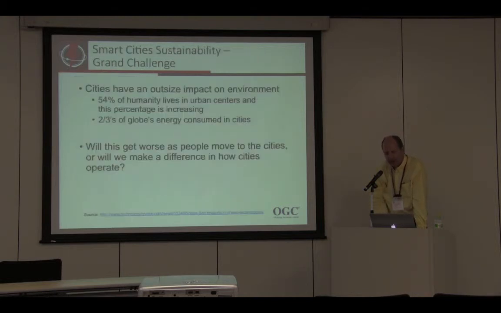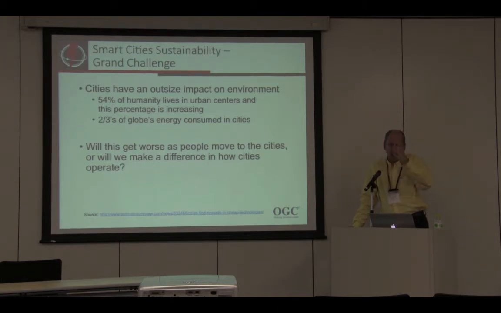So let me wrap up with 2 last things. We've talked a lot about indicators. This is a problem that confounds me, and we've got these statistics that say more than half of humanity lives in urban centers right now, and this percentage is increasing. So urban population is more than half, and it's going to get bigger, right?